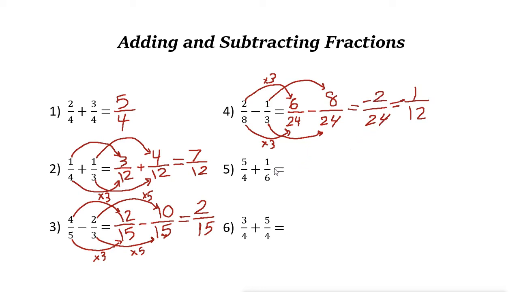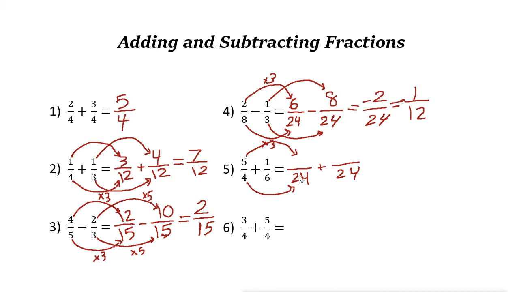Next example. 4 and 6 are different denominators. We need to find a common denominator to solve this problem. 5 over 4 plus 1 over 6. The common denominator, you can multiply them, you get 24. 24 is a common denominator. 4 multiplied by 6, you get 24. Do the same thing for the numerator. 5 times 6.